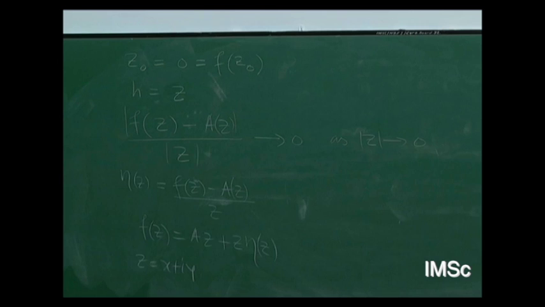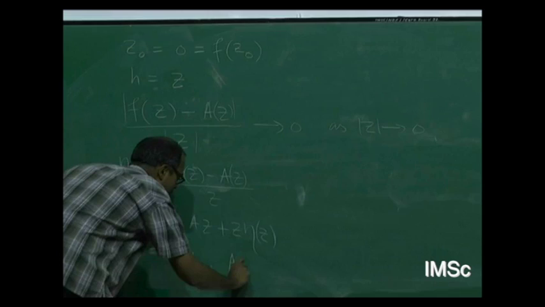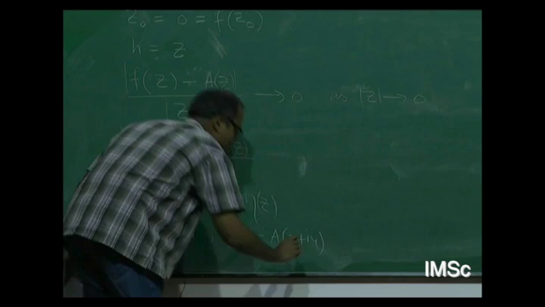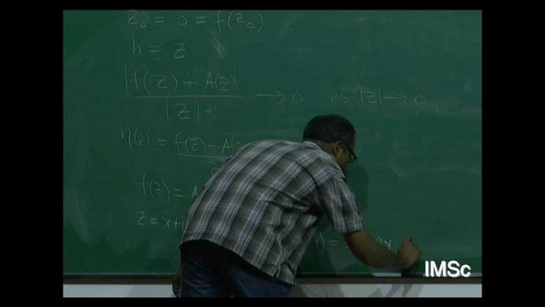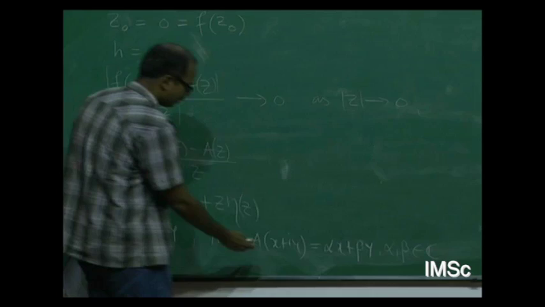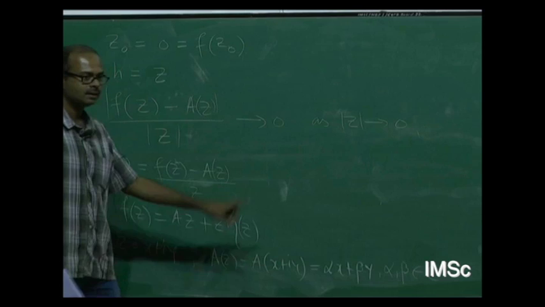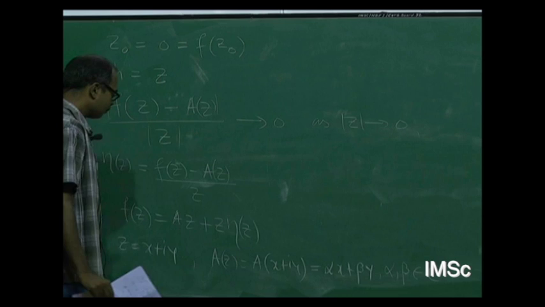So A is a linear function. So what does A do? A z is A of x plus iy, so it will make it some alpha x plus beta y, where alpha and beta are some complex numbers. Any linear function will have this property. So this has this R2 linearity. I'm just identifying as far as the linear structure goes. So you have that. So what is it that we have now?